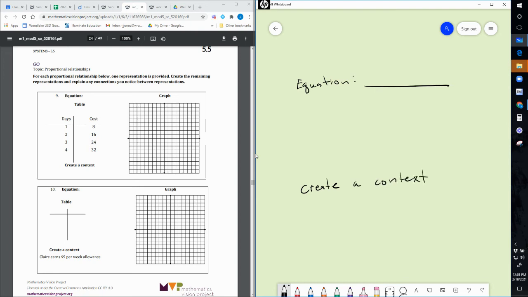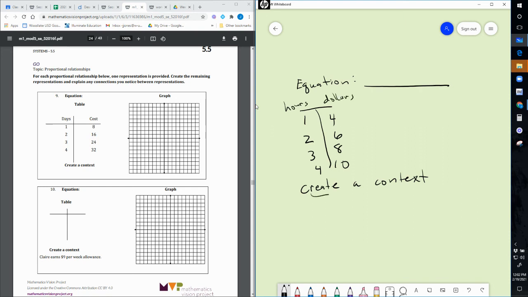And then it says create a context. Okay, so let me give you an example. This is not number 9, but this is exactly how you would do number 9. I'm going to use different numbers here. We're going to say 1, 4, 2, 6, 3, 8, 4, 10. So here's my table that I was given in this random problem. And up here it's going to say hours, and this is going to say dollars.